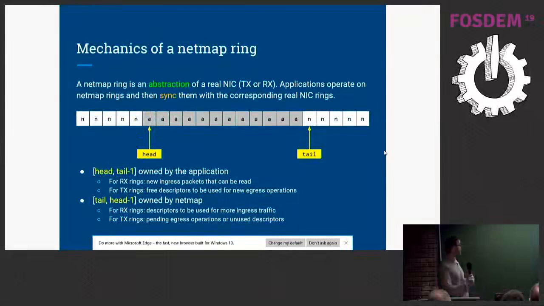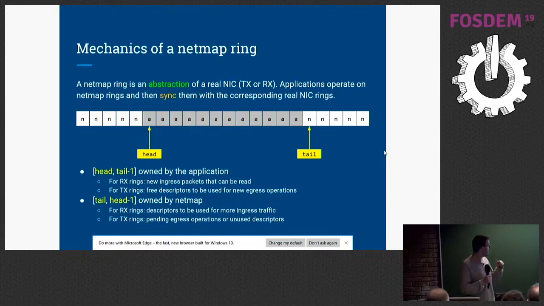So a Netmap ring, as I was saying, is an abstraction of a real ring, the real hardware ring. So what happens is that applications operate on the abstract ring, and then they use a special sync operation to sync the state of the abstract ring to the state of the hardware ring. So there are 2 pointers. This is the abstract ring. There are 2 pointers here, head and tail.